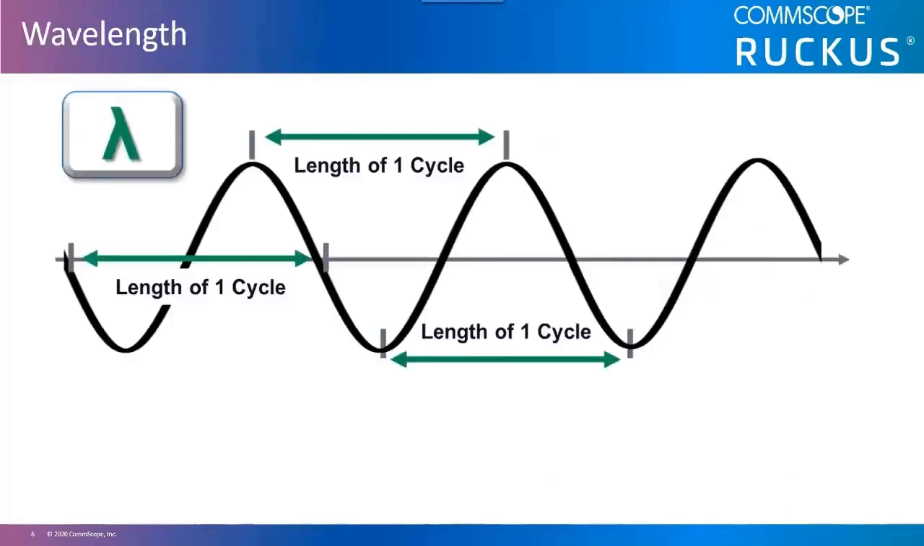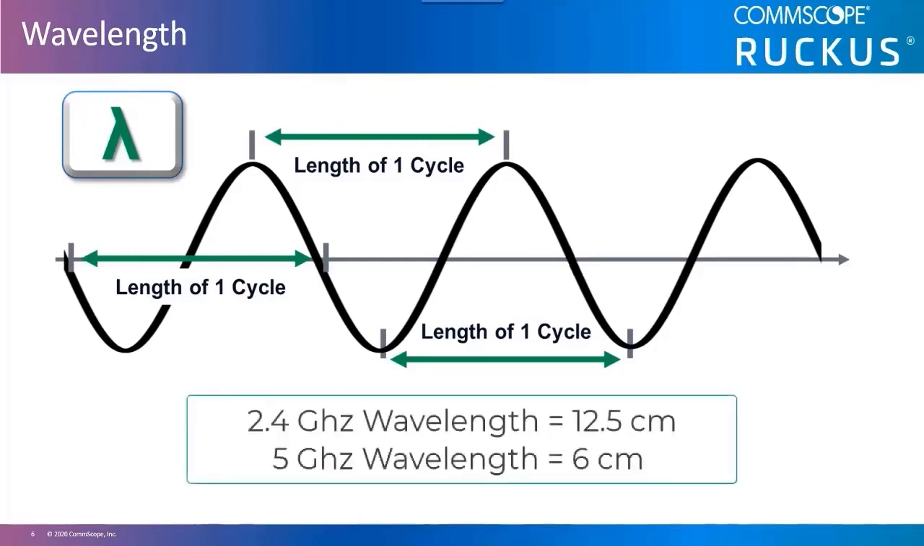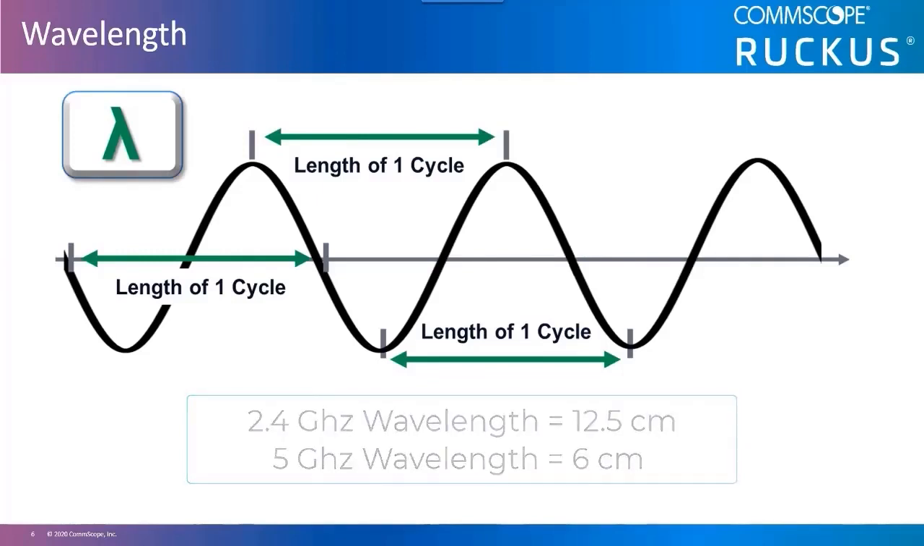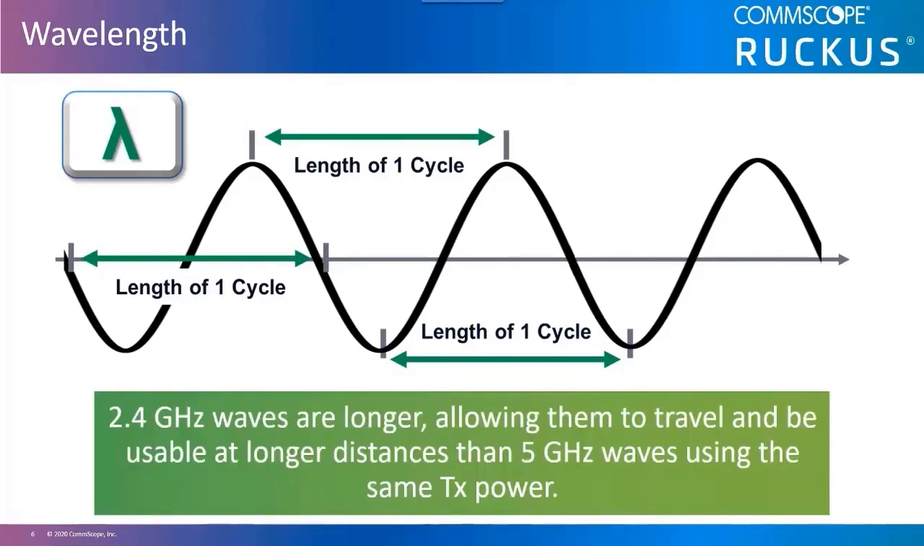Wavelength is the distance traversed during one oscillation or cycle. This can be measured at any point in the waveform, so long as it is measured at the same point on each oscillation. The lambda symbol is used to represent wavelength. Wavelengths of RF signals used in wireless networks can be physically measured in centimeters. 2.4 gigahertz waves are longer, allowing them to travel and be usable at longer distances than 5 gigahertz waves when using the same transmit power.